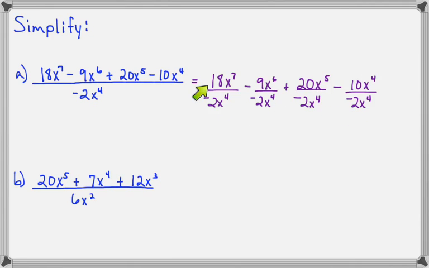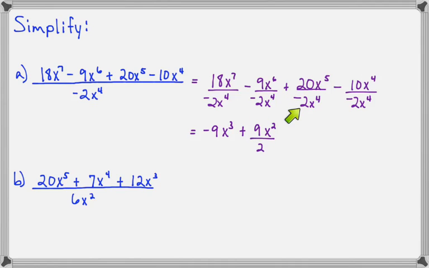And now we have 18 over negative 2 is negative 9. X to the 7th over x to the 4th is x to the 3rd. Negative 9 divided by negative 2 cannot be simplified, but we know that negative divided by negative is positive. So I have 9 over 2. X to the 6th over x to the 4th is going to be x to the 2nd.